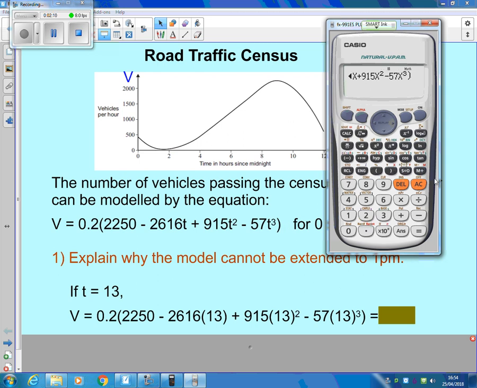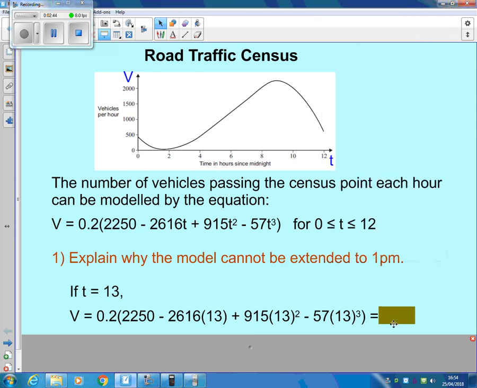Now, as soon as I've typed it in, before I do anything else, I check it. If I move to the right again, it takes me to the start. 0.2, 2250, good. Minus 2616 X, good. Let's move along. The next bit, plus 915 X squared, good. Then minus 57 X cubed, brilliant. So that's correct. Then I just do calc, 13, equals, and it comes to this, S to D, minus 470.